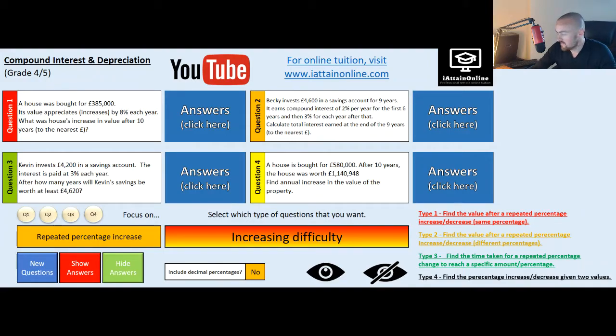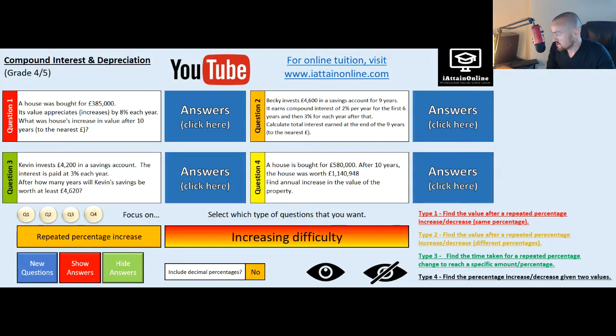Hello, so today's video is going to be on repeated percentage change, and that's sometimes known as compound interest or depreciation, depending on whether or not that is a percentage increase or a percentage decrease. I'm going to split this into two videos, and I'm just going to talk about compound interest today.